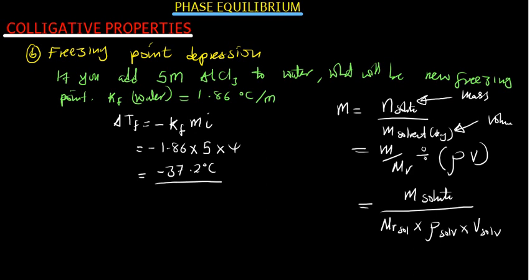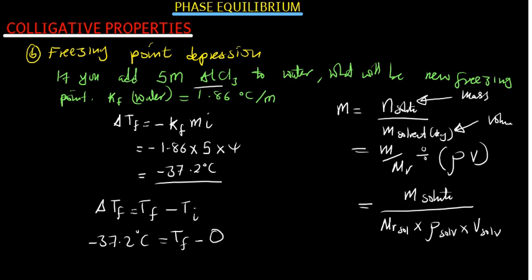Now, this is the change in freezing point. And how do you calculate change? Change in freezing point is given by the final freezing point minus the initial freezing point. So the change is negative 37.2 degrees Celsius. We don't know the final, but we know that the normal freezing point for water is 0. But if we add aluminum chloride, what is it going to become? Well, 0 minus anything just remains that same thing. Therefore, the freezing point will now be at negative 37.2 degrees Celsius. That is how we get to calculate the freezing point.